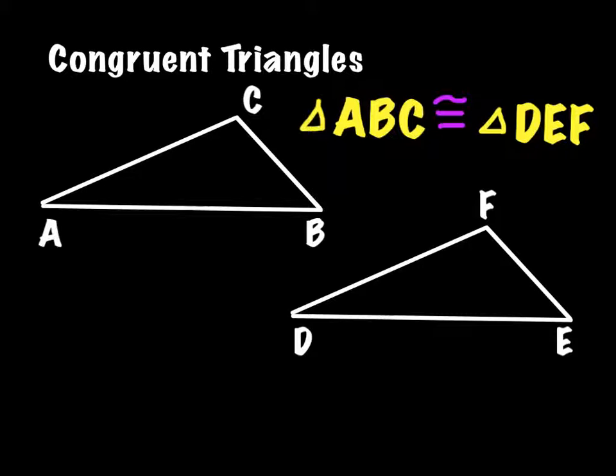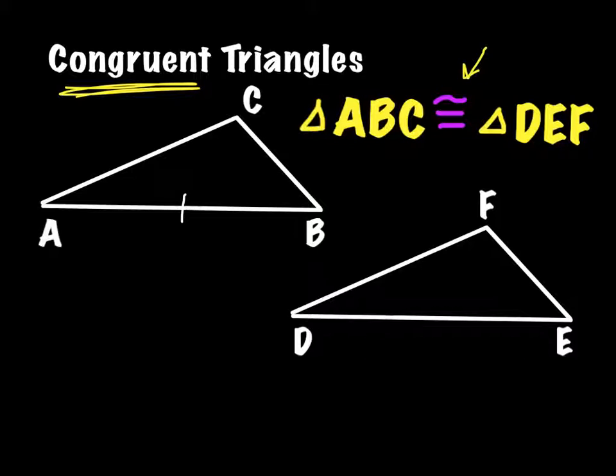Let's talk about congruent triangles. The word congruent means exactly the same size and exactly the same shape. The symbol for congruent has 2 parts to it. The equal sign means the same size. The decoration on the top means the same shape. In these 2 triangles, they are the same size and the same shape.